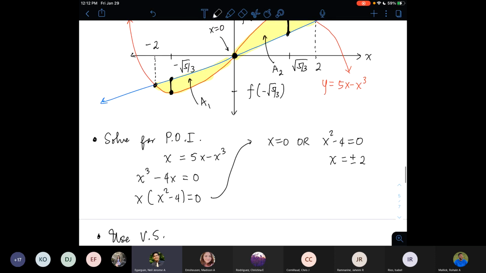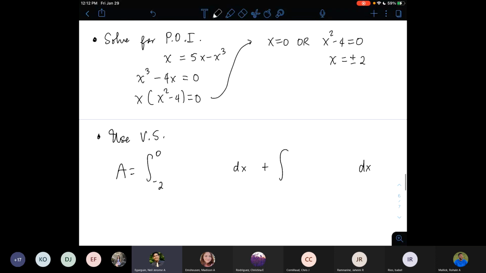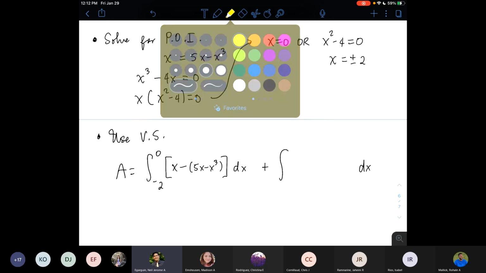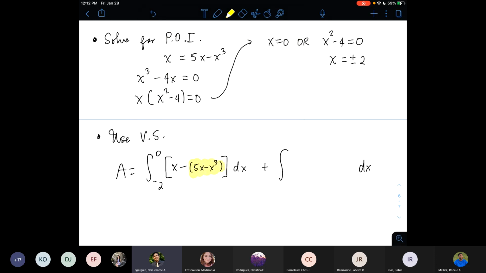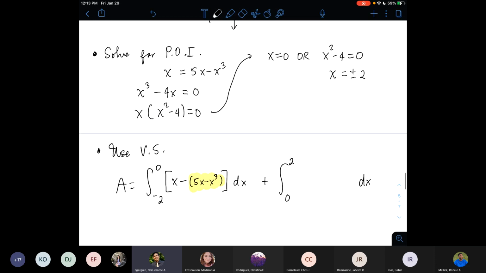Because from negative 2 to 0, the top function is blue, the bottom function is red. So it's red minus blue, so it's going to be x minus (5x minus x cubed). So be careful with the minuend here. Don't forget the grouping symbol so that you won't miss distributing the negative sign to both terms in the subtrahend. Okay?